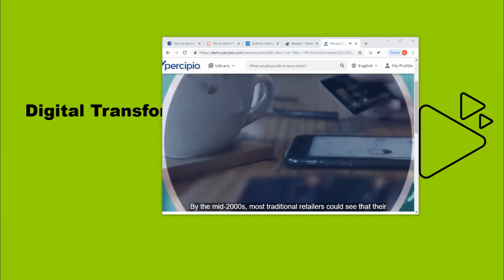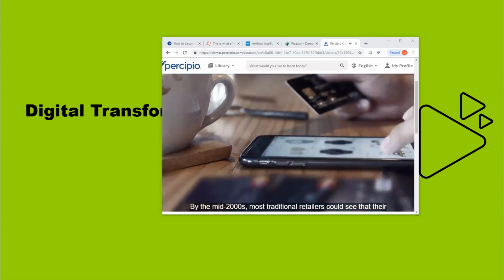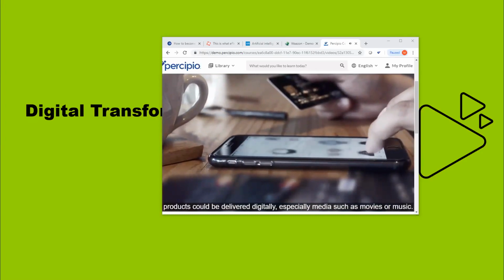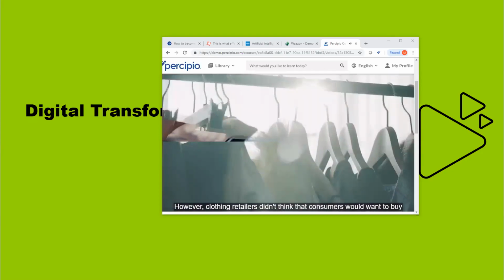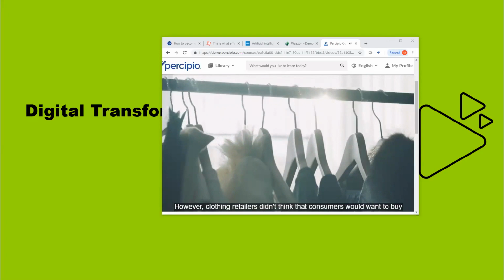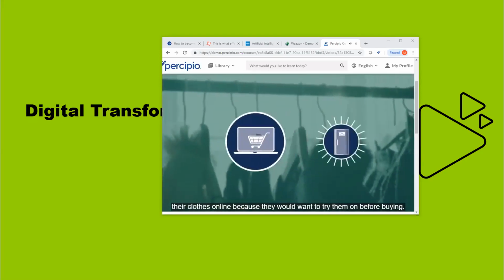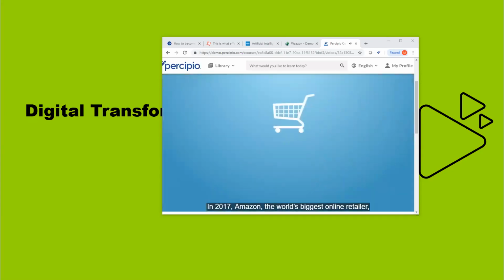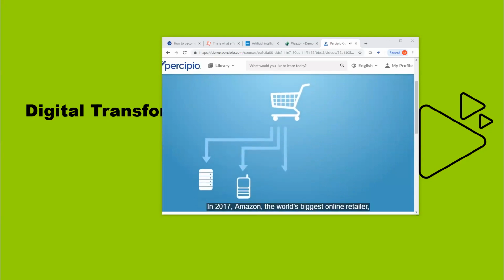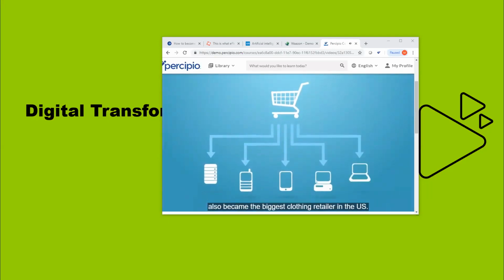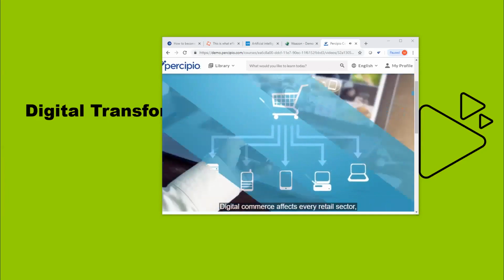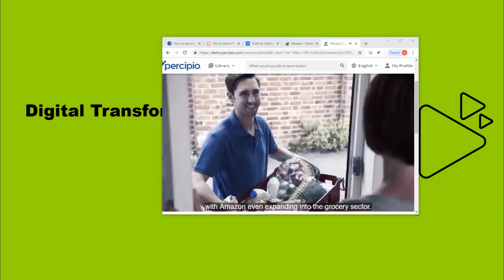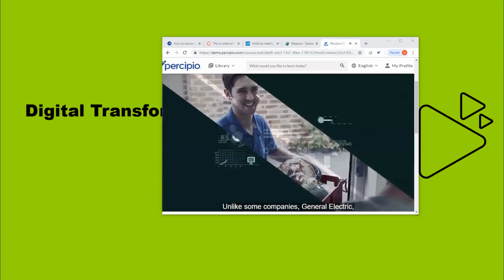Both are important, as organizations that don't optimize while also creating new business models and ways to interact with their customers will fall behind. By the mid-2000s, most traditional retailers could see that their products could be delivered digitally, especially media such as movies or music. However, clothing retailers didn't think that consumers would want to buy their clothes online, because they would want to try them on before buying. They were wrong. In 2017, Amazon, the world's biggest online retailer, also became the biggest clothing retailer in the US. Digital commerce affects every retail sector, with Amazon even expanding into the grocery sector.